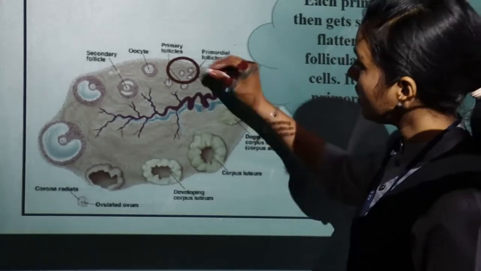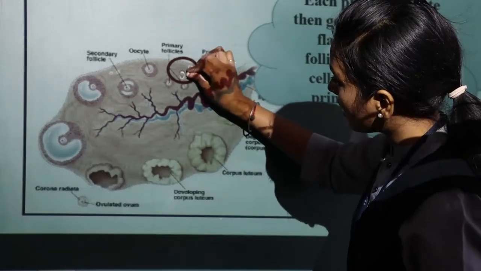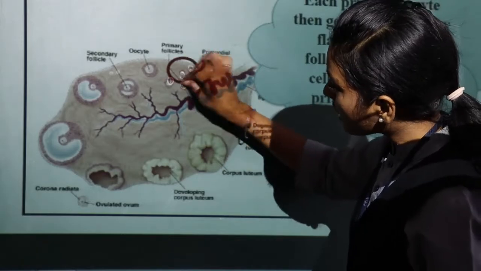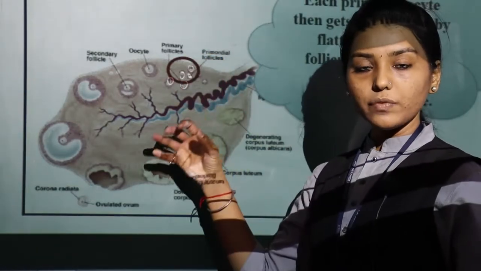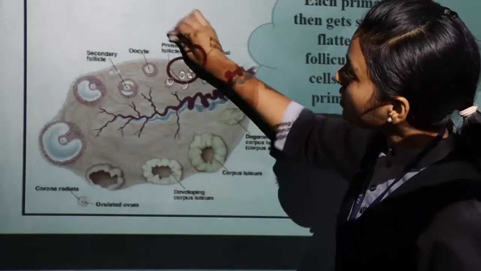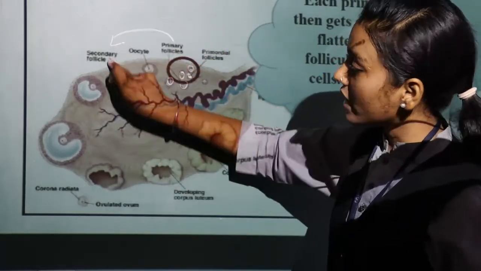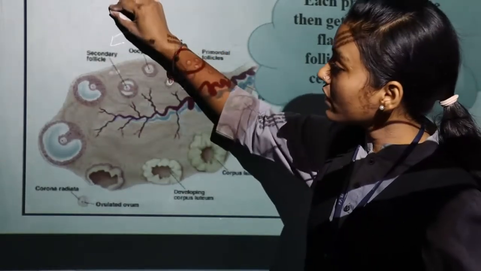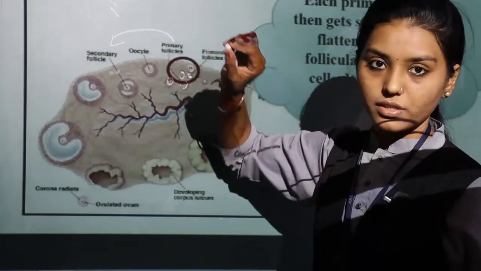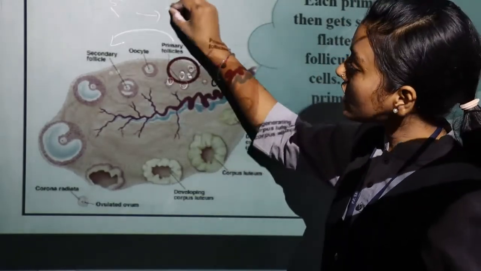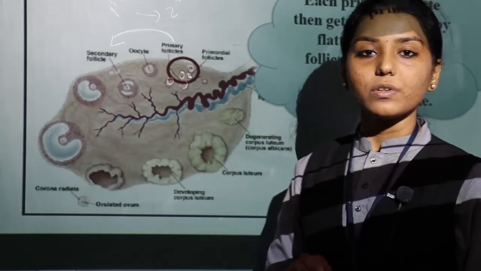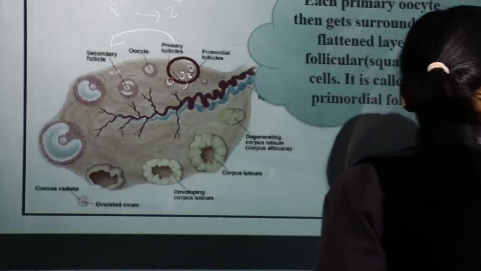These small things that you see here are called primary follicles. This primary follicle forms the secondary follicle, and when the secondary follicle forms, you will see the first polar body formation, and then further you will see the second polar body formation also. I will show you the steps in this.